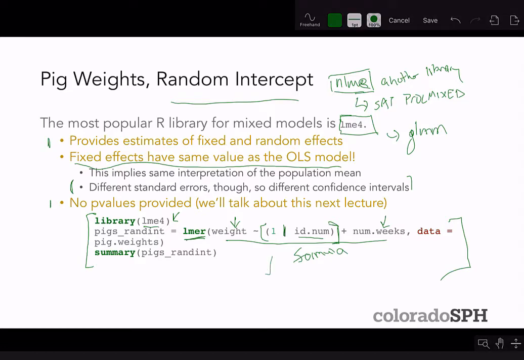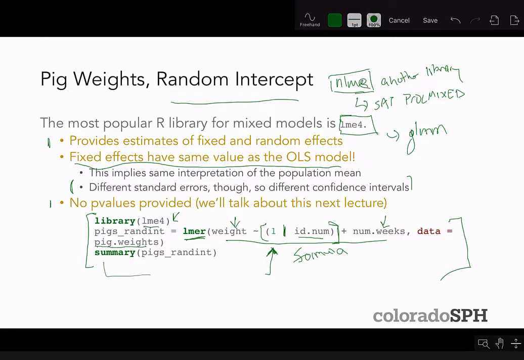And then on the left-hand side are the variables that you want to have random effects on. So in this case, I just have a 1 because I only want to have a random intercept. Random intercept, so it would be random intercept on the ID number. So a random intercept for each pig is what that's setting up for us. And then the data statement just says that we're using the pig weights data.